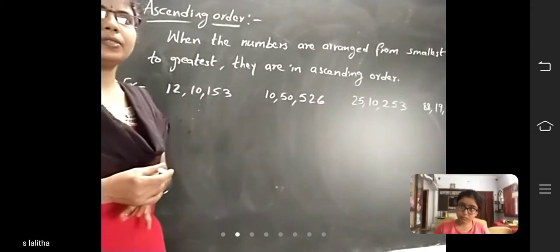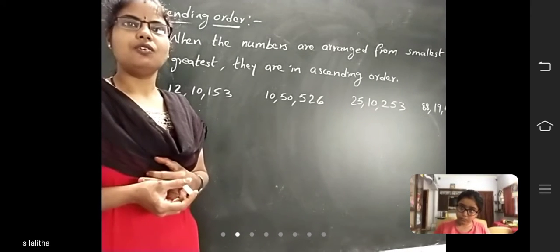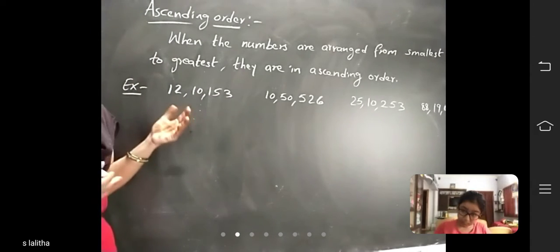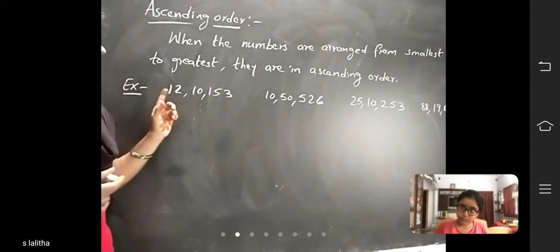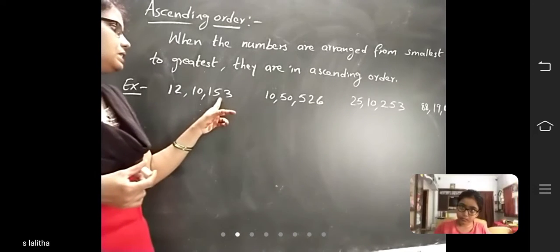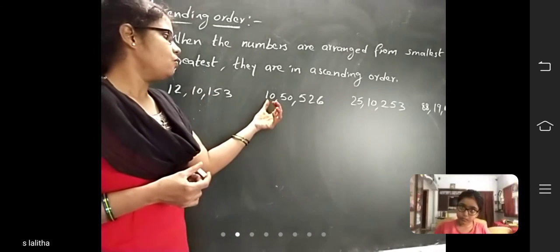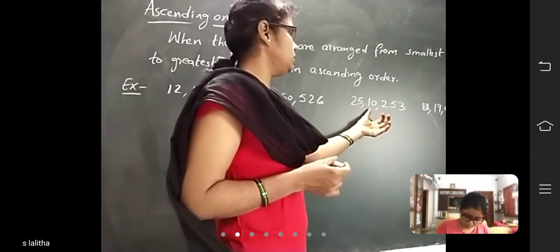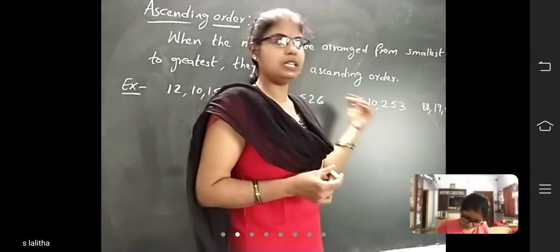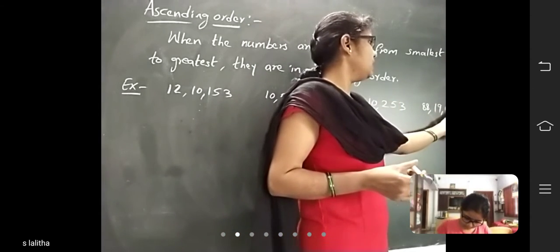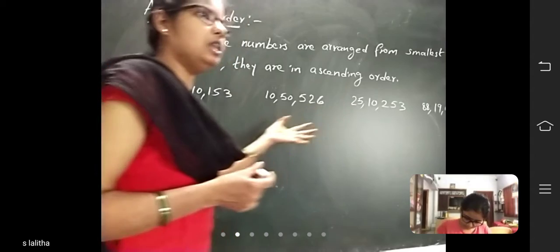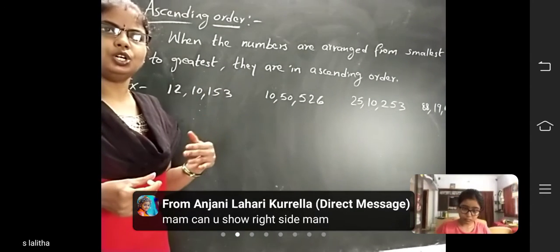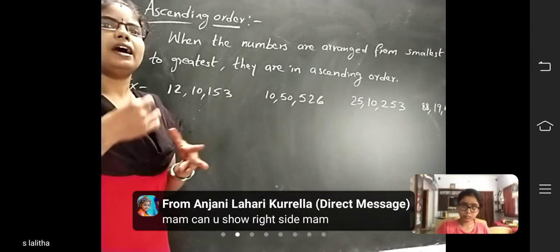First, what I told, how to compare the numbers. First, you have to count the number of digits for all the numbers. 1, 2, 3, 4, 5, 6, 7. Here 7 digits. Here also 7. Here also 7. Here also 7 digits. So all are 7 digits only. If the digits are the same, what should you do? Now you can go to the higher place.